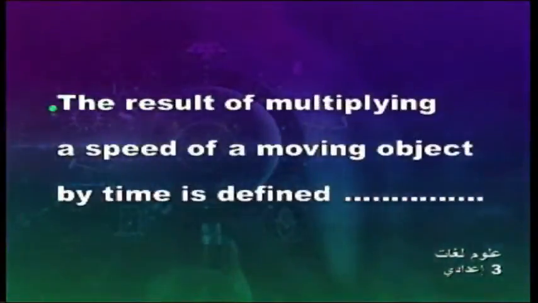The first question in our general revision is: complete the following. The result of multiplying the speed of a moving object by time, v times t, equals distance.